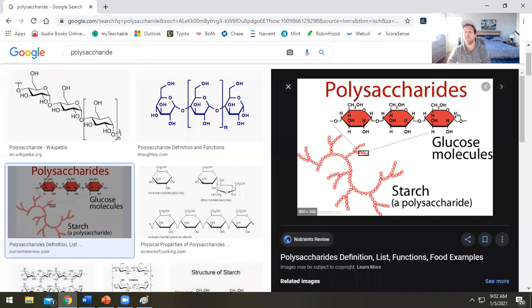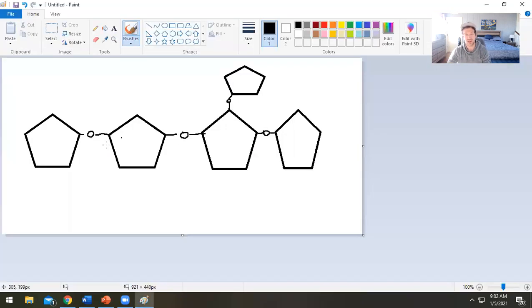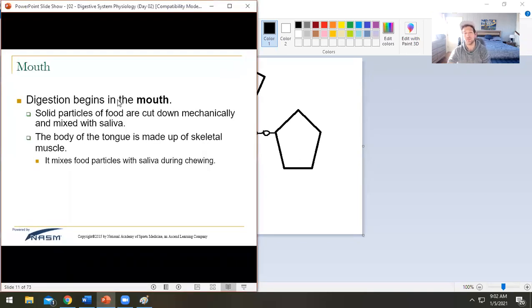So this is what's called a polysaccharide. Poly for the word many, saccharide coming from the word sugar, right? So this is a many sugar molecule, meaning it's got lots of chains on it, right? So this is also a polysaccharide because there's more than one, well, there's more than two actually, and that makes it many. So digestion actually begins in your mouth because solid food particles are cut down mechanically with your teeth, right?